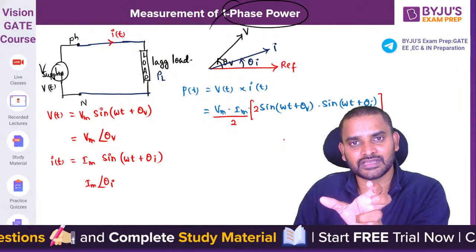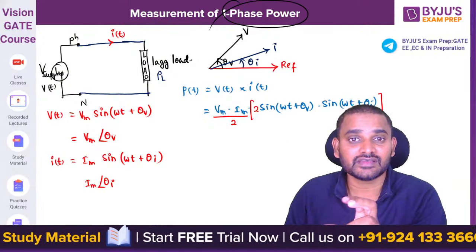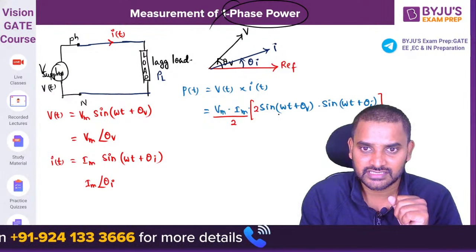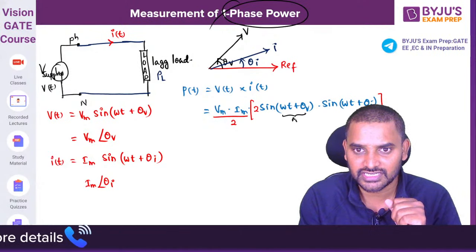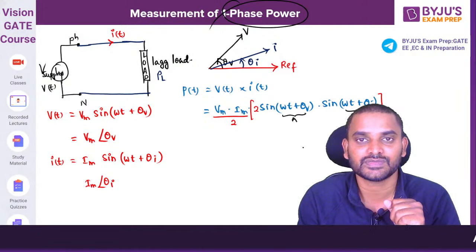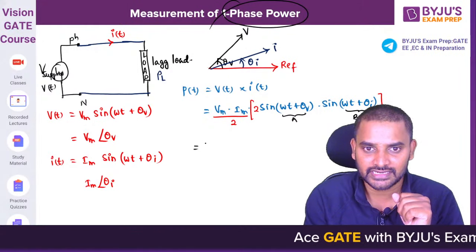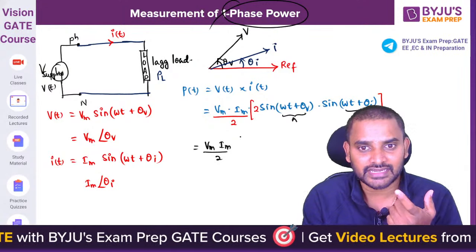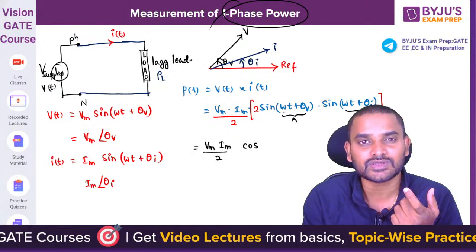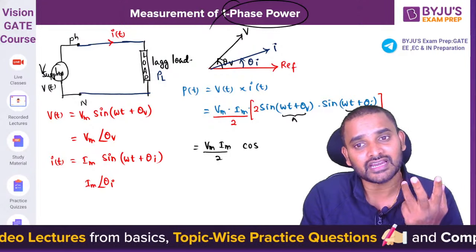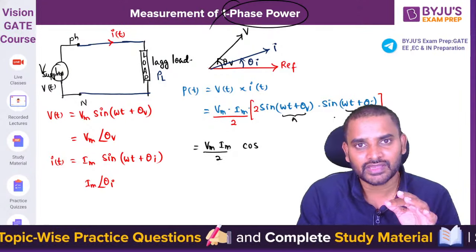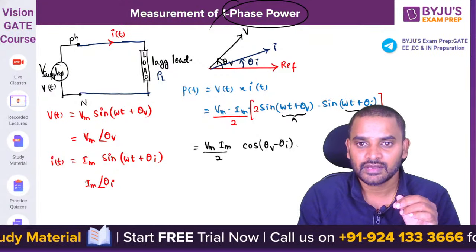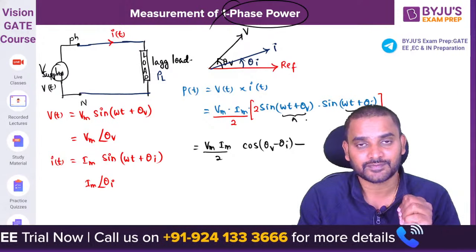So 2 sine A sine B component, I can write as cos A minus B minus cos A plus B. You can take this as the A term, and this as the B term. So you will be getting Vm Im by 2 into cos of A minus B, omega t plus theta V minus omega t plus theta I. So omega t can be cancelled, and I will be getting theta V minus theta I, minus cos of A plus B.